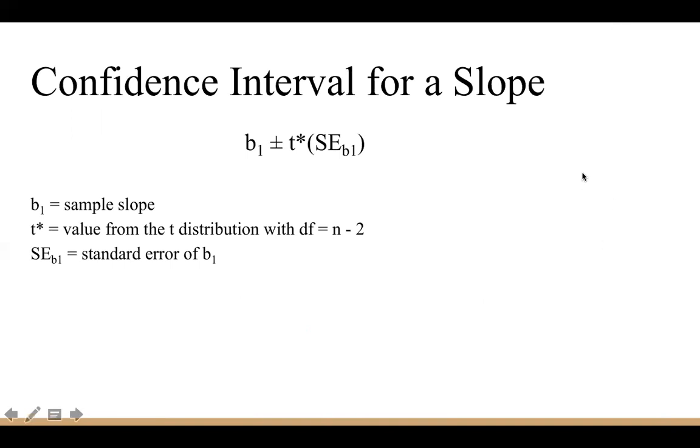Okay, so confidence interval for a slope. Very similar to our general confidence interval formula. You'll take your sample slope, add and subtract that to your t-star. Here with the t-star, you'll be using a value from the t-distribution, and your degrees of freedom here will be your sample size minus 2. And then you're just going to multiply that by your standard error of your sample slope.